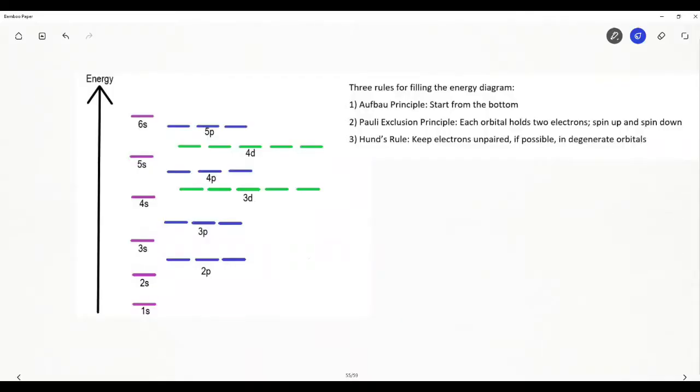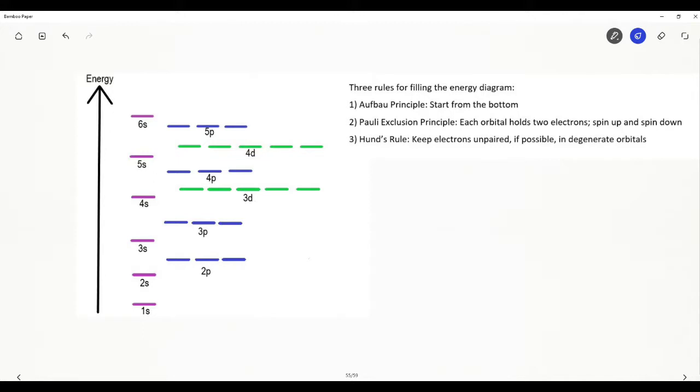We have our orbital energy diagram, and now it's time to put electrons in it. If you want to review how to construct the orbital diagram using quantum numbers, please feel free to check out my previous video. But let's start placing electrons. Now, as we put electrons in, there are three rules that we need to keep in mind.